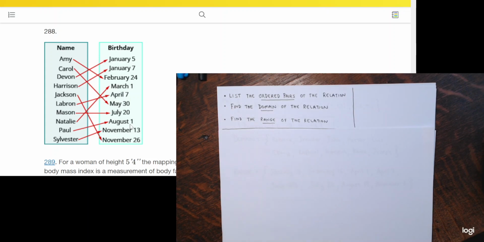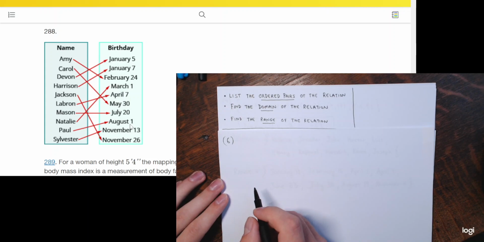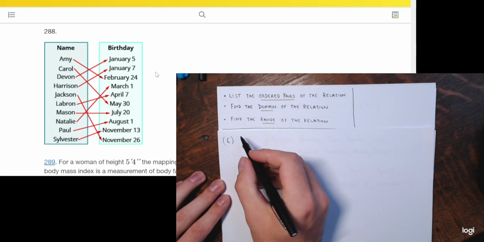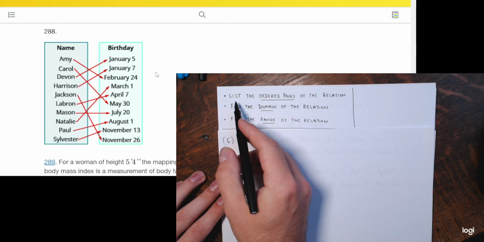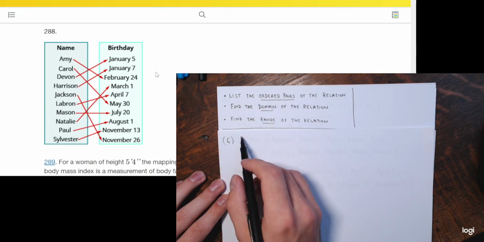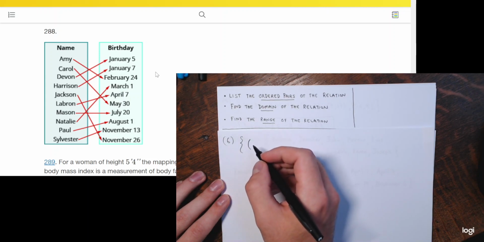All right. So example 6, number 288. I'm given another arrow diagram here, names to birthdays yet again. And the first thing we're asked to do is write the relation as a list of ordered pairs. So again, the curly braces. The first ordered pair I'm seeing is Amy to February 24th.